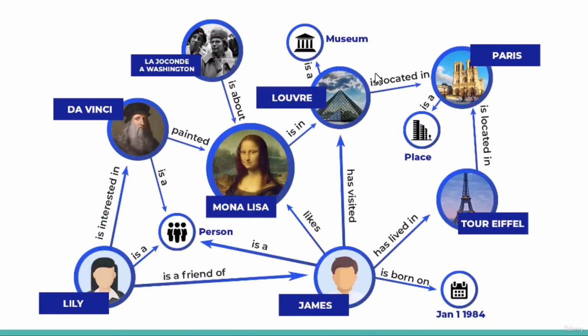Here you can see an example of a knowledge graph. A normal text has been written here, but this represents the intended wording for labeling. For instance, the Mona Lisa was painted by Da Vinci. Jim likes it, and Jim has visited the Louvre, where the painting is located.